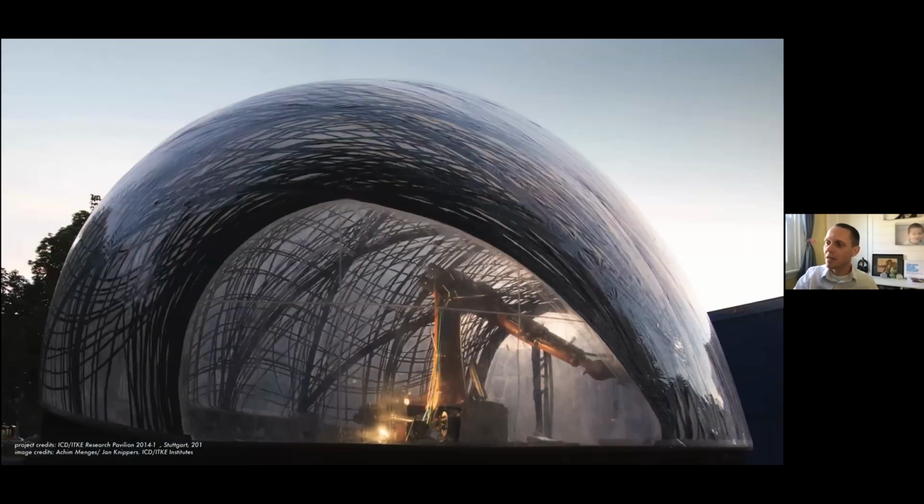demonstrator pavilion. This is their 2014-15 pavilion, where they inflated a giant dome, and the robot is pasting the carbon fiber onto the inside of that dome. So again, really minimizing the amount of waste that goes into the construction process.